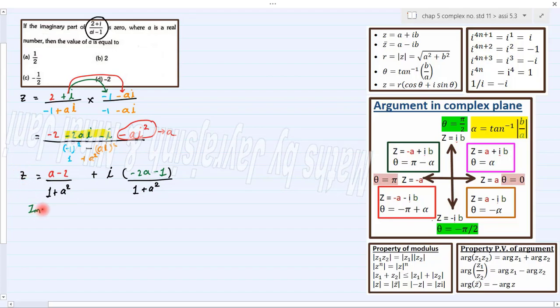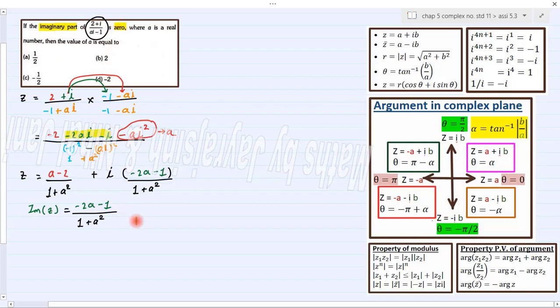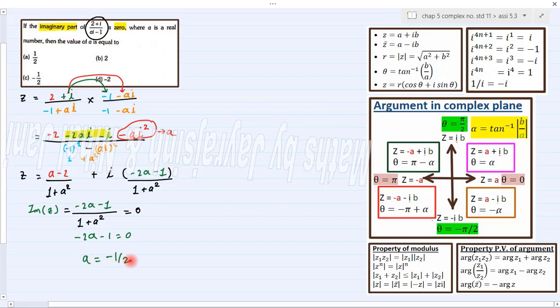Now let's get the imaginary part of z, which is (-2a - 1) upon (1 + a squared). And it is given that the imaginary part is 0, so let's write it down as equal to 0. So finally we have 2a + 1 equal to 0, which will give us a equal to -1 by 2, which is given in option C. Ta-da!